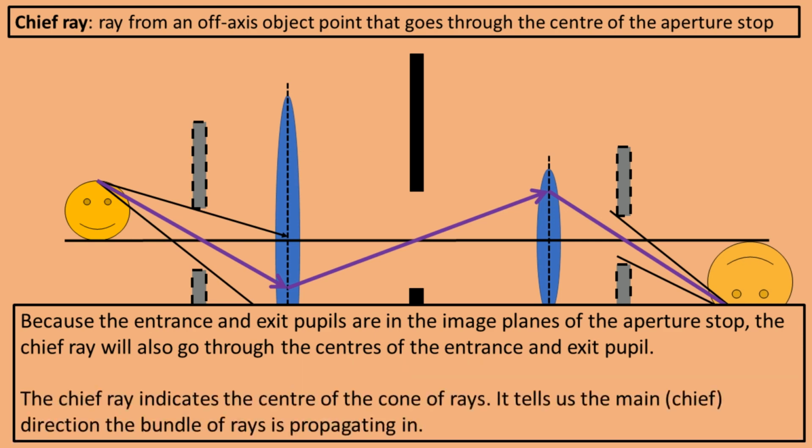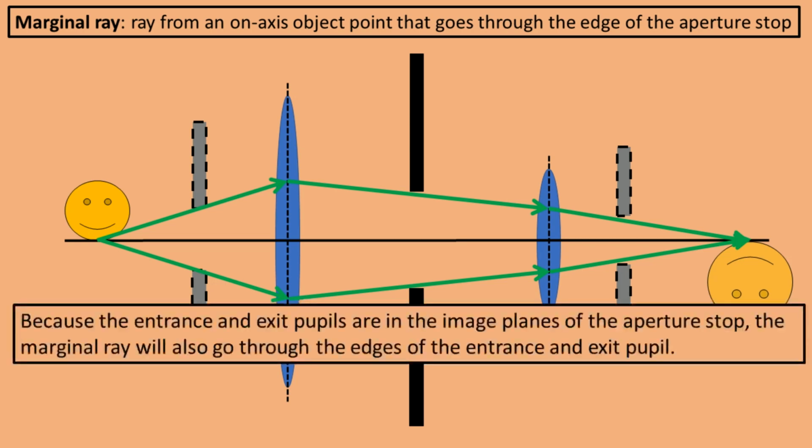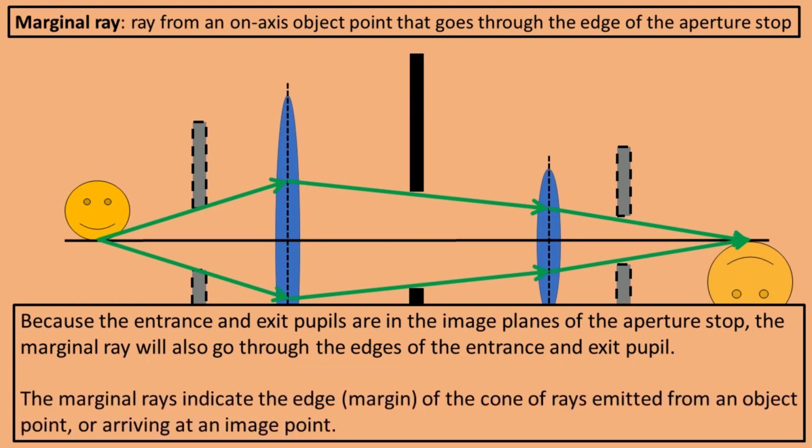The chief ray indicates the center of a cone of rays and tells us the main direction the bundle of rays is propagating in. A marginal ray is a ray that starts from an on-axis object point and goes through the edge of the aperture stop. Therefore, it will also go through the edge of the entrance and exit pupil. The marginal rays indicate the edge of a cone of rays that is emitted from the object or ends up at the image.